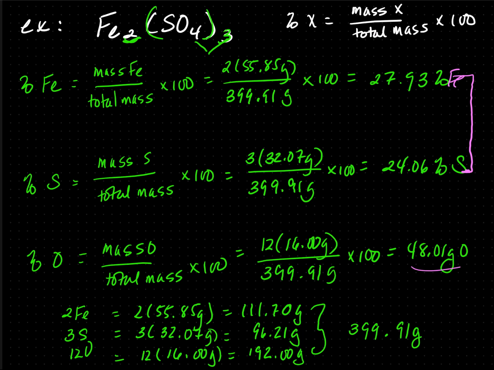So percent composition is the mass of the element. Make sure you have the total mass of the element. So for example, iron, we can't just say one iron when there are two irons. So the total mass would be 2 times the mass of the iron, divided by the total mass times 100.